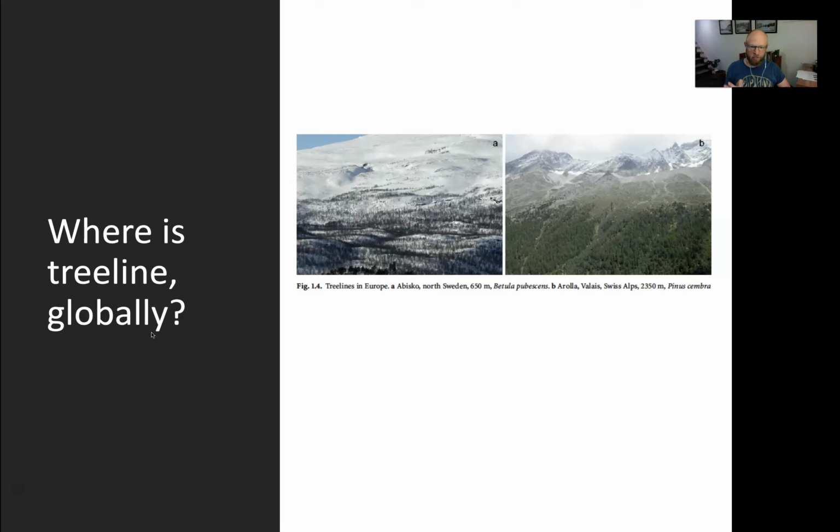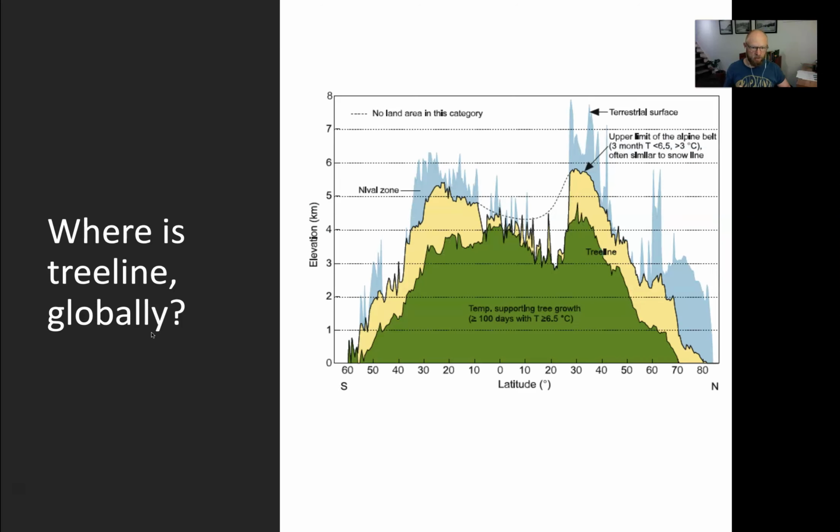So just to look at some data that shows where tree line is located globally, we'll look at two graphs. This shows the elevation of tree line on the y-axis with latitude. And so you can see at really high latitude, so very far north, very far south, tree line is going to be at sea level essentially. So as you move up into Alaska and parts of Canada, we've got tree line that occurs without elevation.